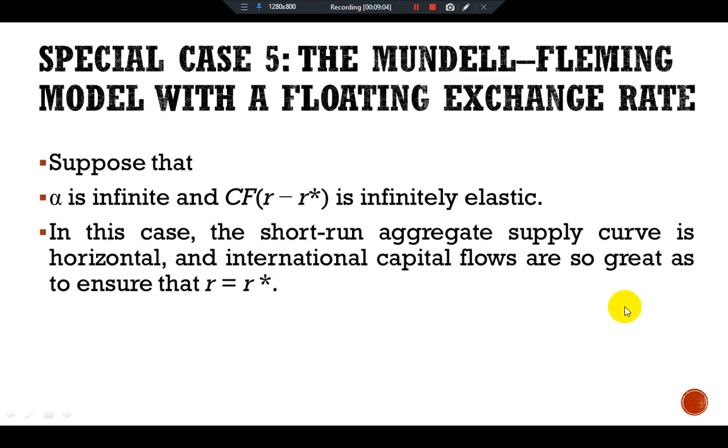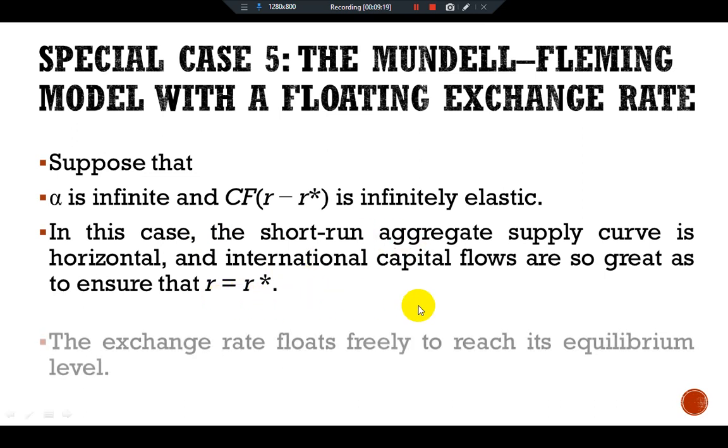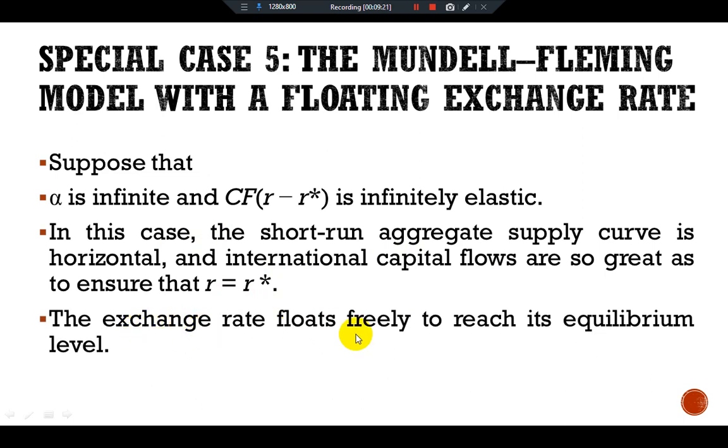Okay, in this case, the short run aggregate supply curve is horizontal and international capital flows are so great as to ensure that R is equal to R static. Okay, the exchange rate floats freely to reach its equilibrium level.